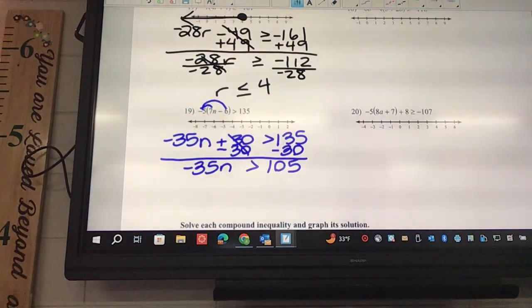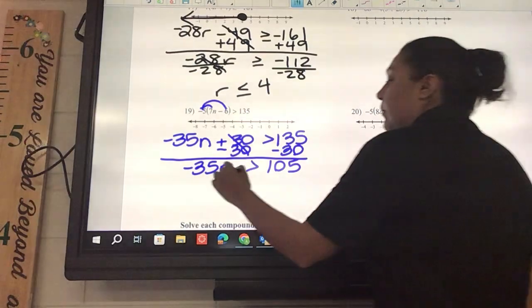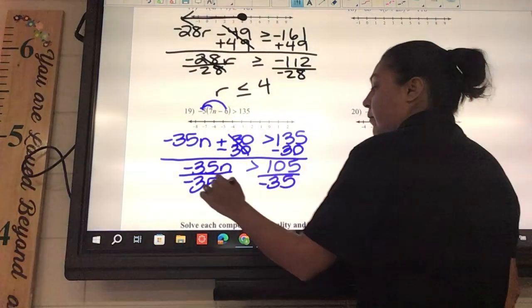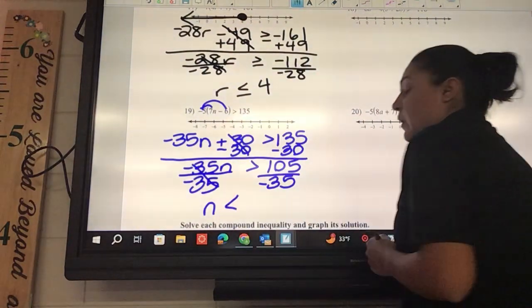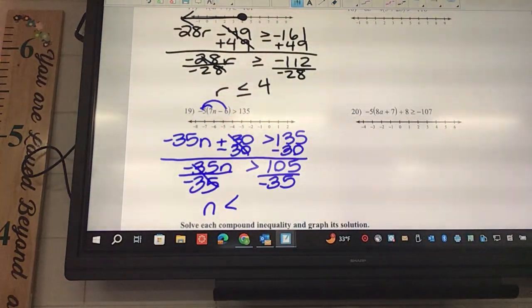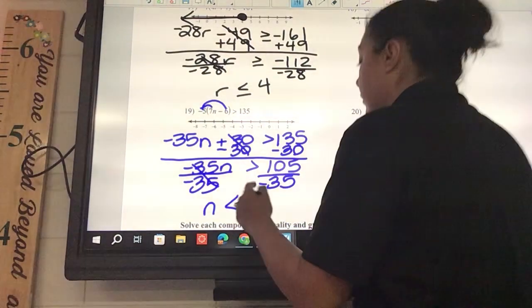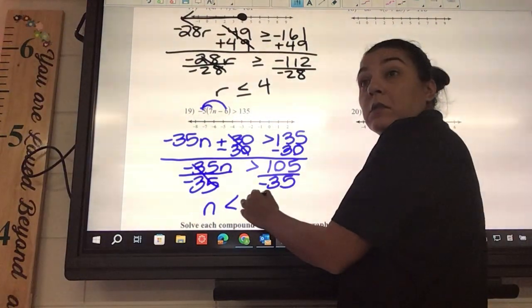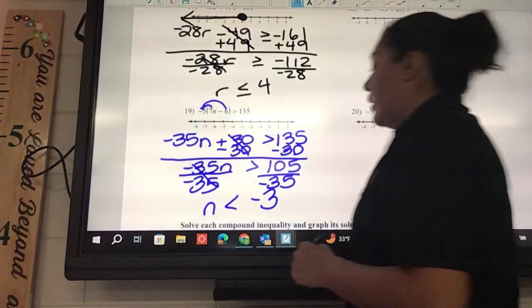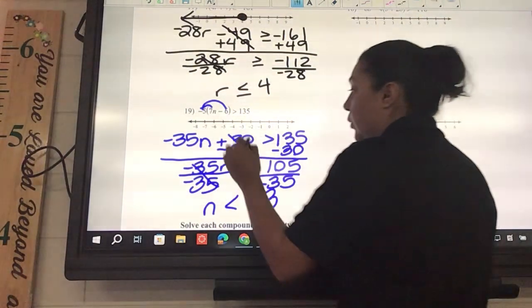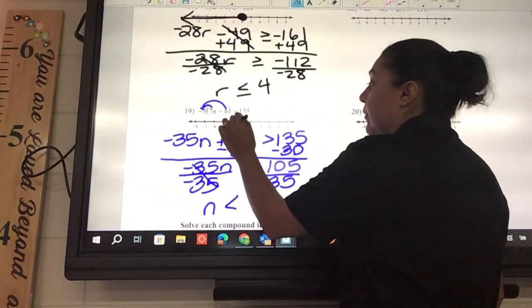Okay. And then what? Divide. And then flip. 105 divided by negative 35. Negative 3? Somebody agree? Yes. Okay, on the negative 3, is that open or closed? Open. Going which way? To the left.